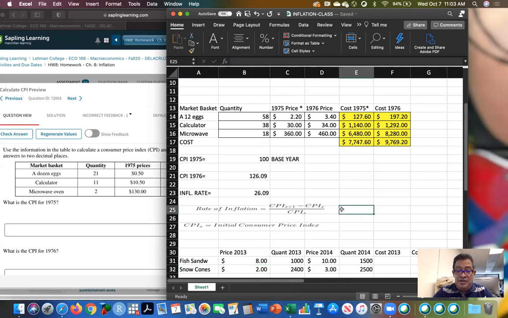So let me put this very clear. You multiply this by 100, right? So just imagine that you have the CPI. So you do this and then multiply this by 100, as I did in this formula.